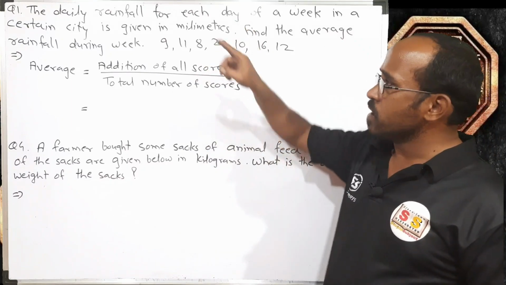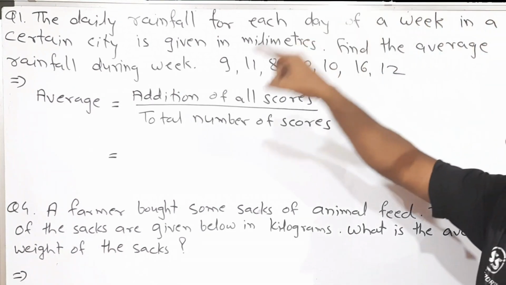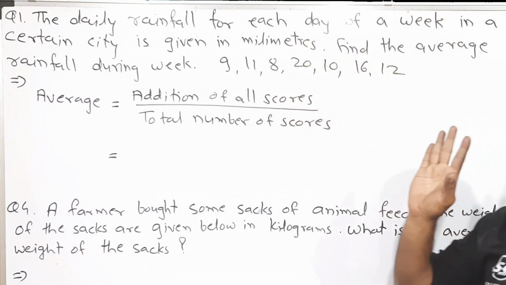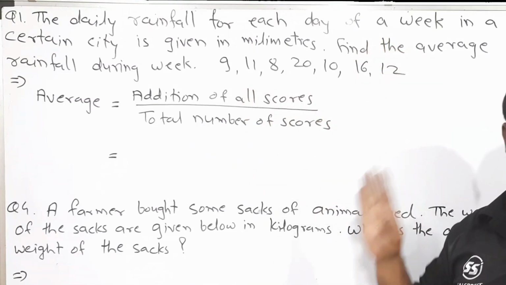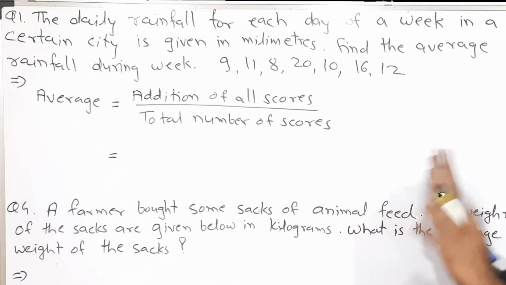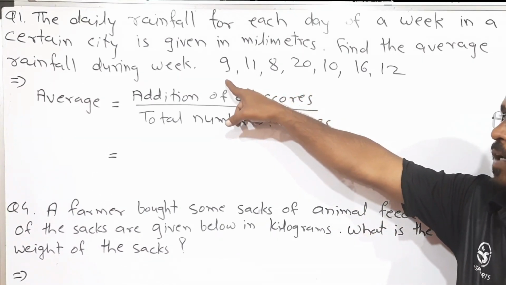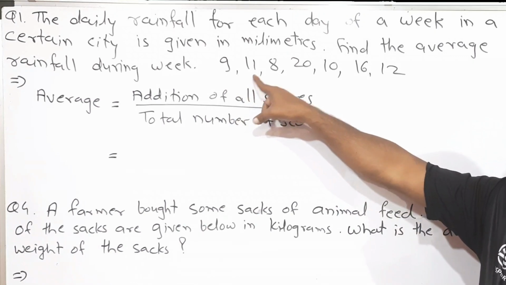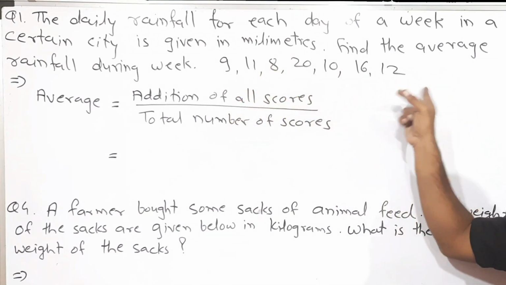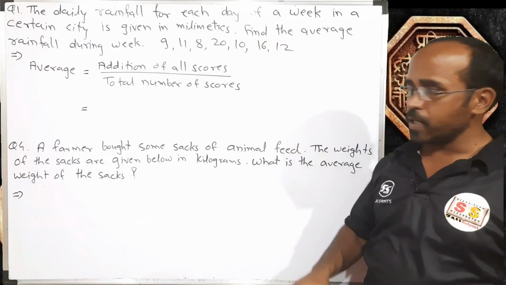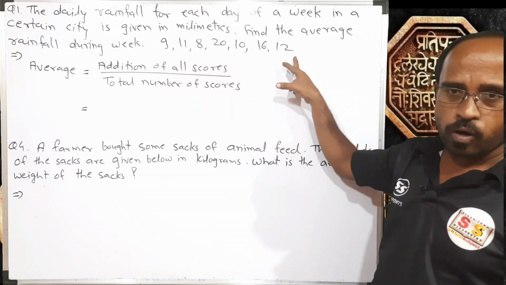Question number 1: the daily rainfall for each day of a week in a certain city is given in millimeters. Find the average rainfall during the week. Suppose this is Monday. On Monday 9 millimeter, Tuesday 11. So the numbers are given as 9, 11, 8, 20, 10, 16 and 12. We have to find its average. How to find out average? Addition of all scores. Means we have to do the addition of all these numbers.